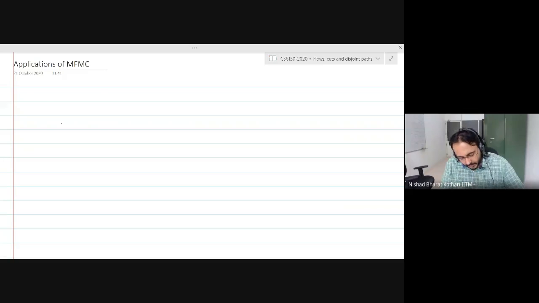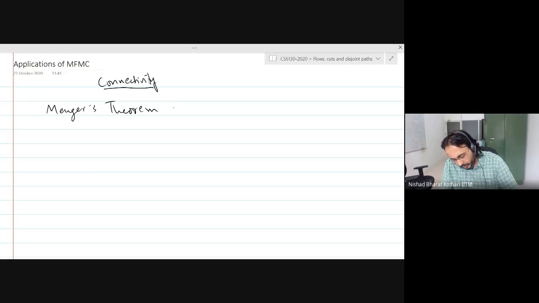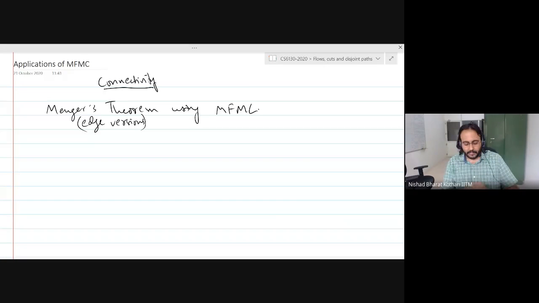So, well, you will be proving on your assignment that using max flow min cut, you can prove Menger's theorem. So the first kind of application is graph connectivity. Okay, so you can prove Menger's theorem using max flow min cut. And in particular, you can prove the edge versions. So the local edge version, the global edge version that we discussed.